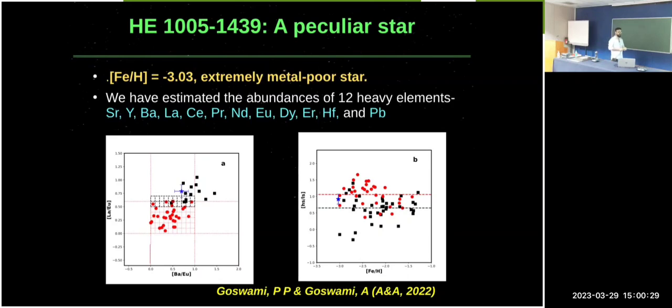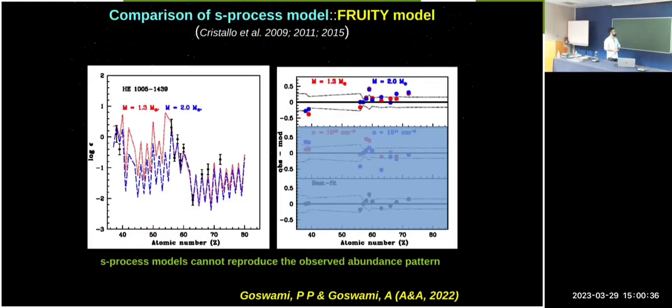So we wanted to see whether the s-process or i-process can fit the abundance pattern of this star. So we used FRUITY models to find the s-process yields, and we used them to see whether the s-process can reproduce the abundance pattern of the star. And we found that s-process models cannot reproduce the observed abundances of the star because more than 2 points are out of the fit.